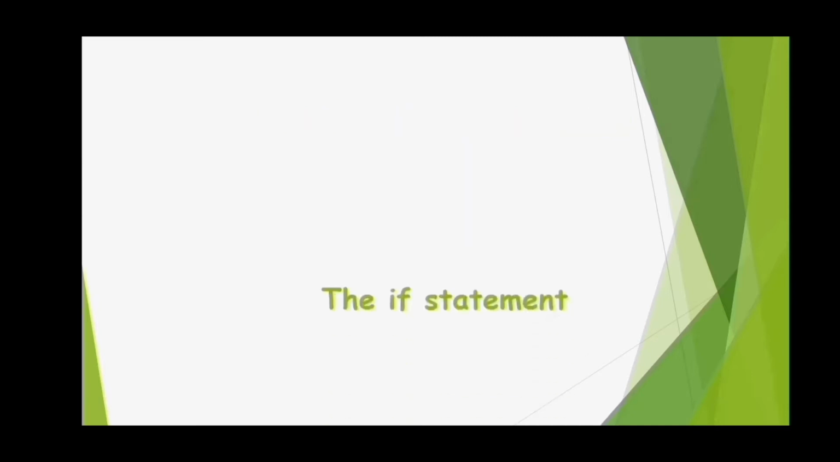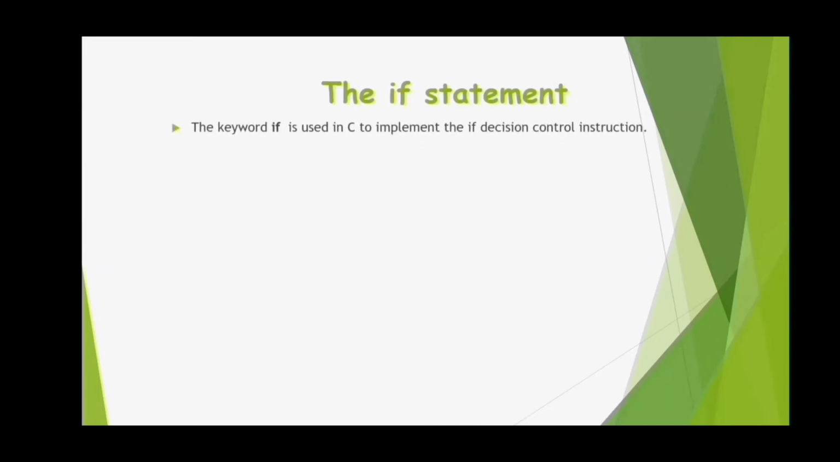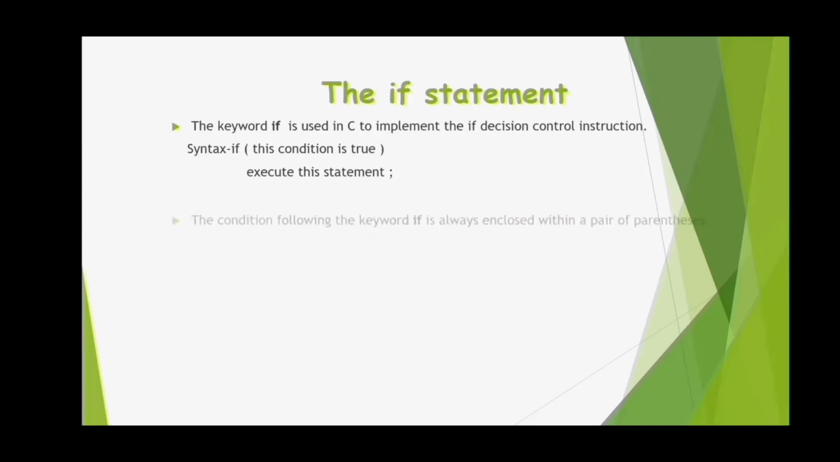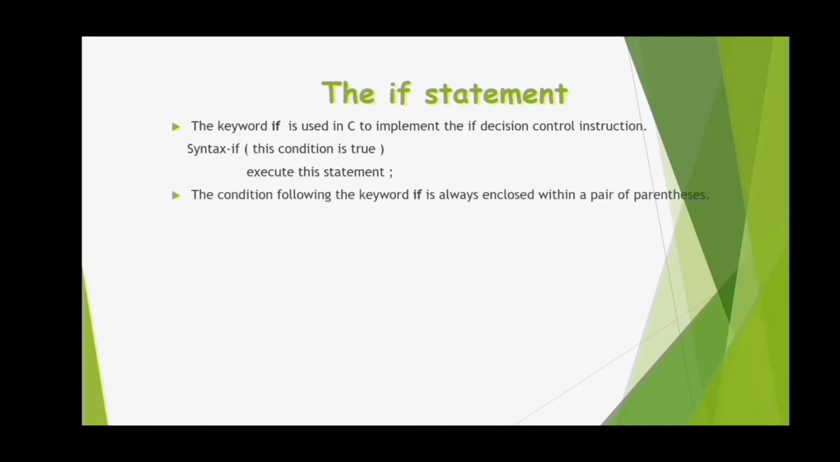So let's discuss the if statement. The keyword if is used in C to implement the if decision control instruction. Syntax is: if this condition is true, execute this statement. The condition following the if keyword is always enclosed within a pair of parentheses. As we can see, here is the open parenthesis and here is the closed parenthesis, and together they create a pair of parentheses in which the condition is there. It is important that the condition is inside the parentheses.